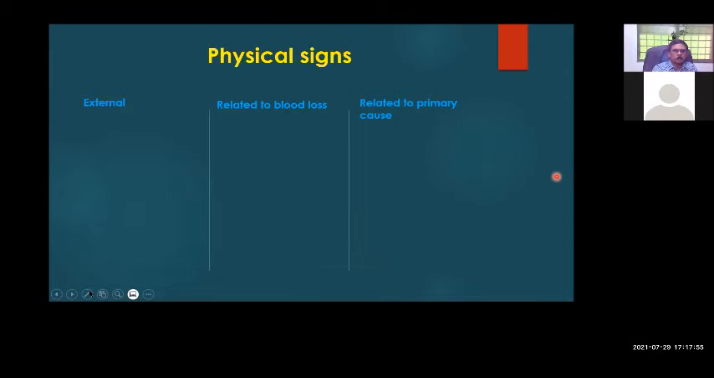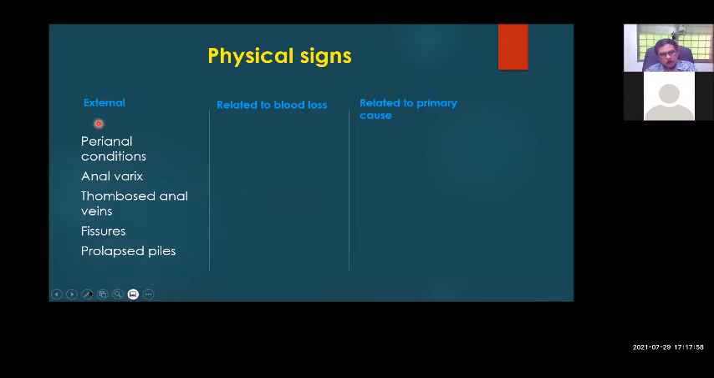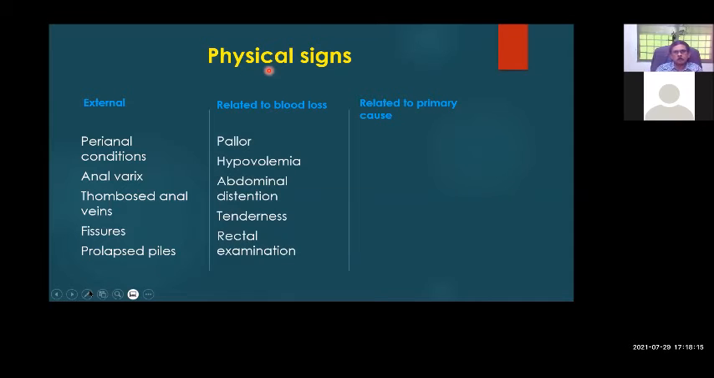Okay, now what are the physical signs? Physical signs can be external, related to these conditions, that can be easily excluded by local examination of the anal region. Perianal conditions, anal varix, thrombosed anal veins, fissures, and prolapsed bowels. Signs can also be related to the blood loss, like anemia, pallor, hypovolemia, abdominal distension, abdominal tenderness, and rectal examination, which in fact can exclude most of these conditions in most patients.